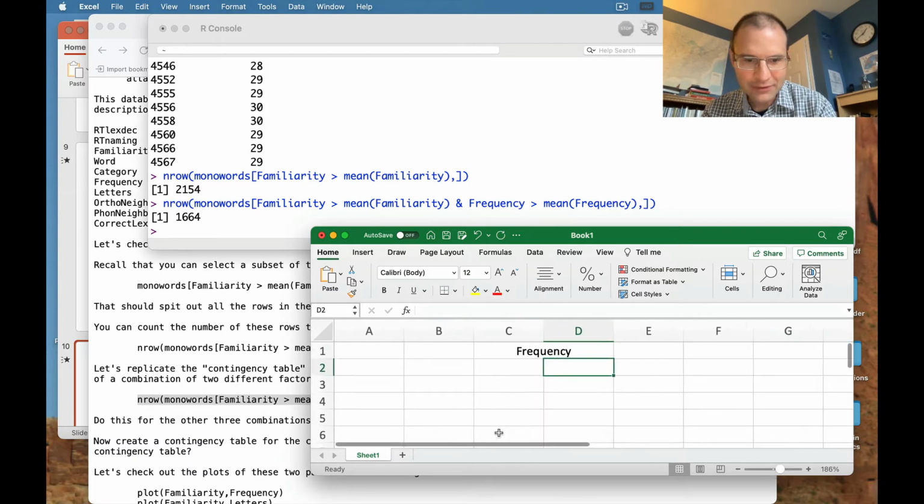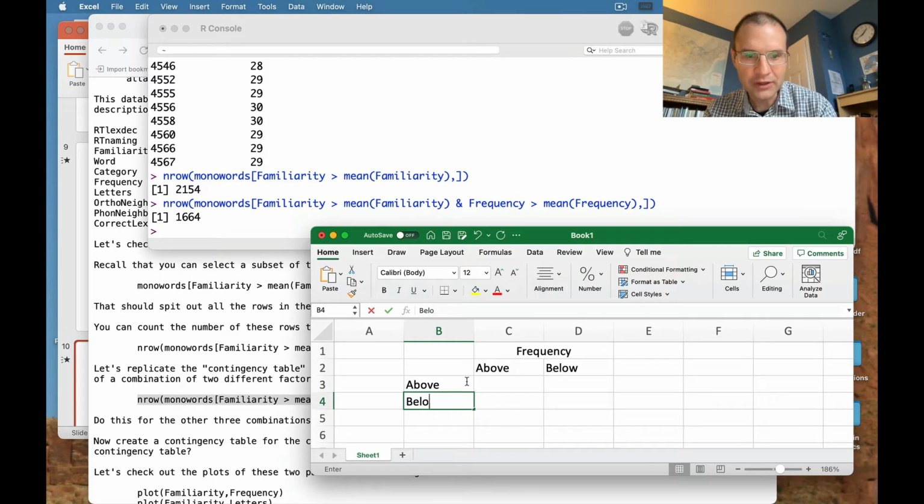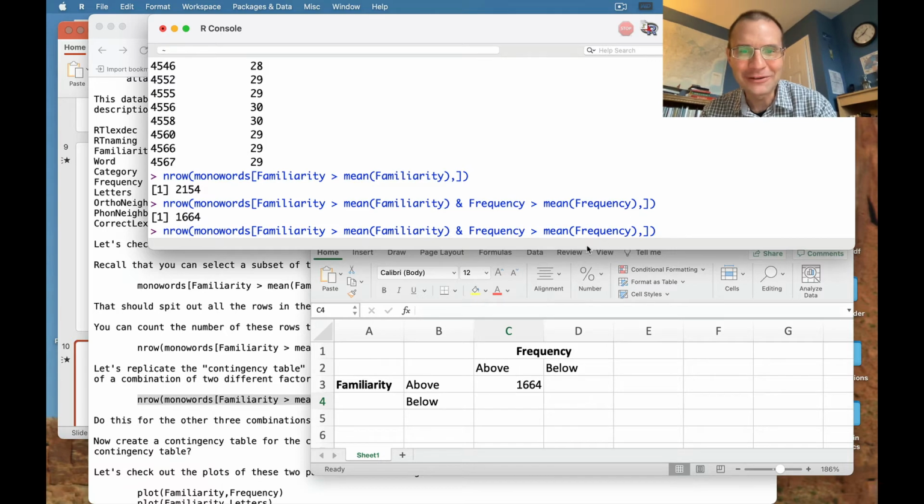So we've got frequency on this dimension, and then we're going to say above average and below average there. And then for familiarity, we're going to have it over here. And I can't do the same trick with that, but we'll just put it in bold and pretend that makes it better. So above average for both is 1,664. Again, normally I do this on the board in class, but you've got to make do in pandemic life.